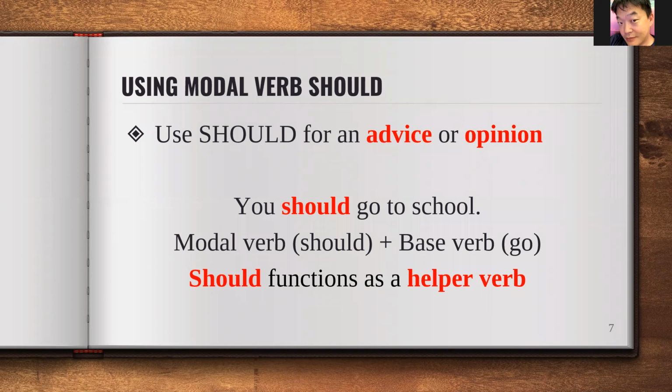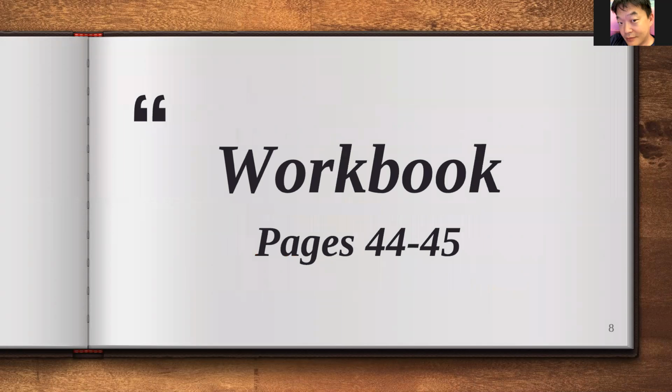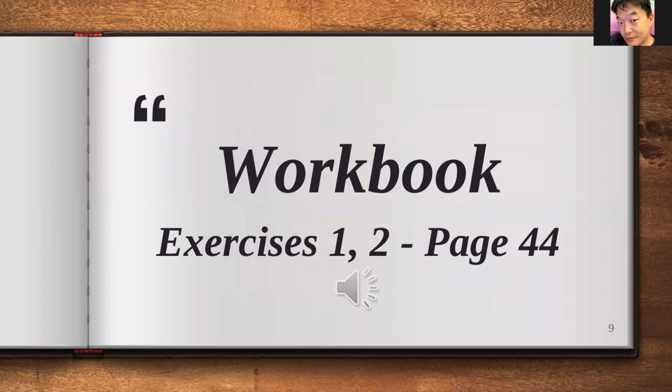But I want you now to open your workbook. Open your workbook, pages 44 and 45. And now we are going to do some exercises. So go ahead, open your book and go to page 44. This time we are going to do exercise 1 and exercise 2. First, I want you to focus on exercise 1. You have to circle should or shouldn't. I'm going to give you some time. Just do exercise 1 for now. Go ahead.